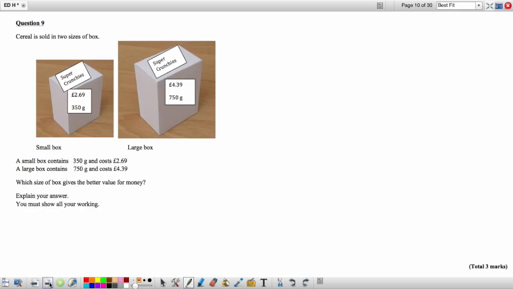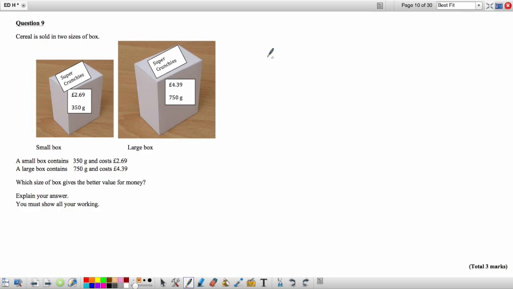Question 9. A cereal is sold in two sizes of box. Here we have the small box and the large box. We're asked which size of box gives the better value. So we need to compare our prices here for the same units. Here we have 350 and here we have 750. So we're going to divide to find the price per gram.